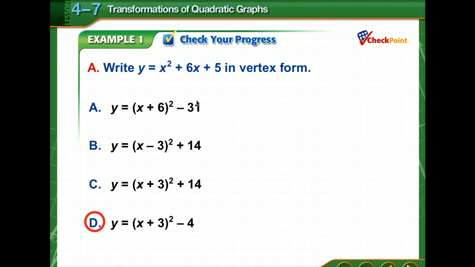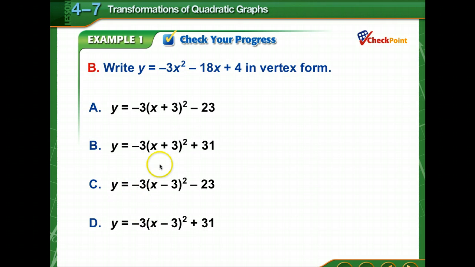Okay, y = x^2 + 6x - 4. Well, this is not a perfect square, so we have to take half of 6, which is 3, square it, plus 9, that's going to be inside parentheses, which means we're going to subtract 9 from this side. That's how we get y = (x + 3)^2 - 13.